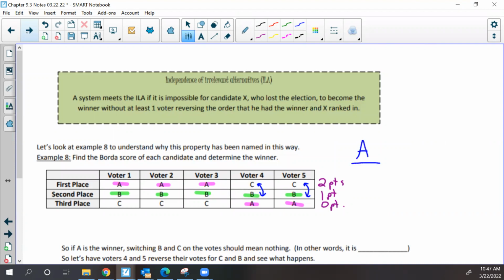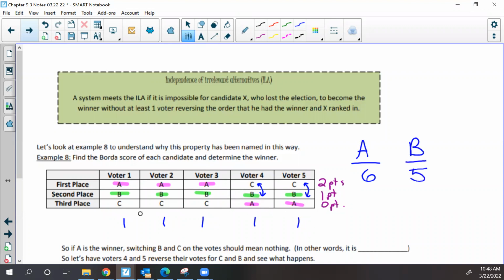So A has two here, two here, two here, and zero, zero. So what's A's Borda score? Well, six. Let's look at B's Borda score. She's got one here, one here, one here, one here, one here, and then you add those up. B has a Borda score of five.